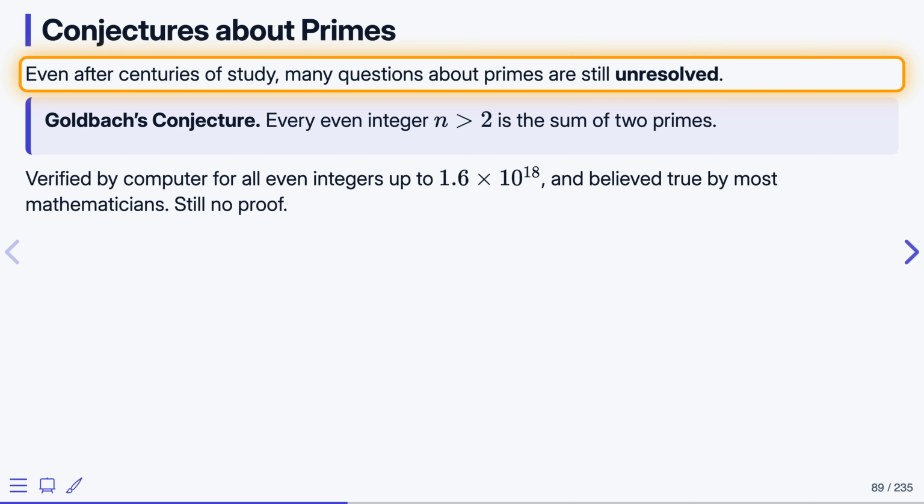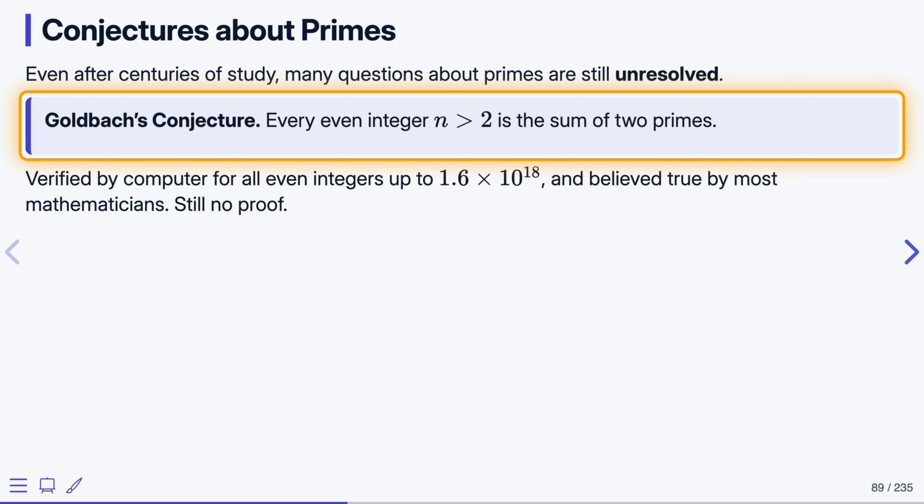Primes still hide many secrets. Even after centuries of study, many questions about them are unresolved. This is the most famous open question. Goldbach's conjecture says every even number bigger than 2 is the sum of two primes. For example, 10 is 3 plus 7. 20 is 3 plus 17. Computers have checked this for every even number up to 1.6 times 10 to the 18. That is a huge range, and no exception has ever turned up. Most mathematicians believe it is true, but nobody has proved it.